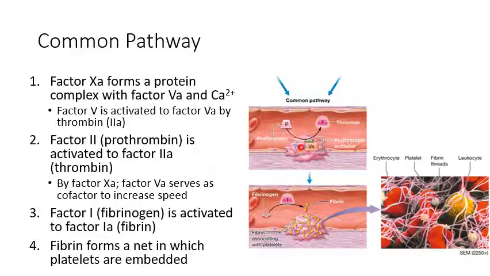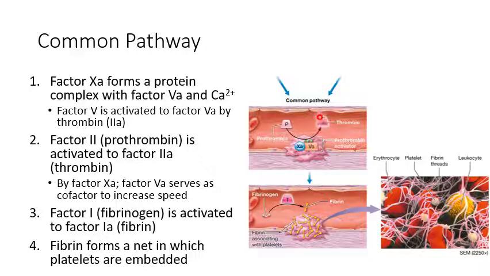So it's the factor 10A here that's actually doing this activation. The factor 5A is just speeding it up, acting as a cofactor for 10A. Factor 5A itself is actually activated by thrombin. So once you have had the common pathway run and you've activated thrombin, thrombin is going to activate factor 5 to 5A, and then that's going to come in complex with 10A, and that's going to make this whole process of activating thrombin speed up a lot. So as this process continues, it gets faster and faster.